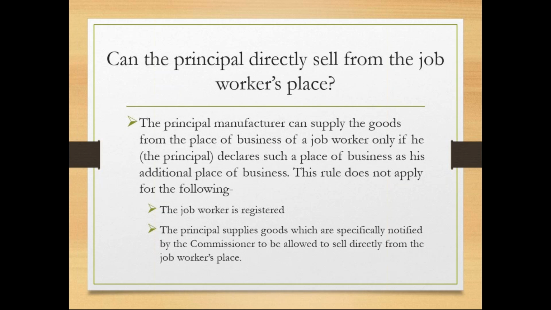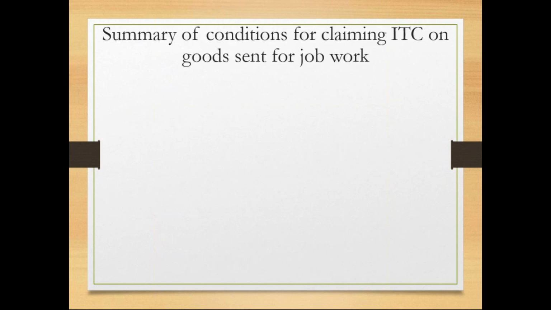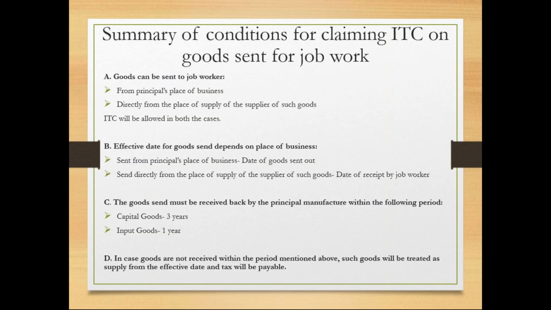This is not possible. It is possible only in the scenario where I have declared the job worker's place as my additional place of business. Only then can I raise an invoice saying that I am moving my goods from there to the ultimate consumer. But if the job worker himself is registered, then I don't have this option. I have to bring the goods back to me, and only then can I issue an invoice. So this is a summary of what we have learned about job work.